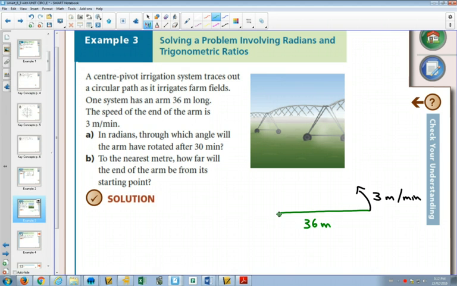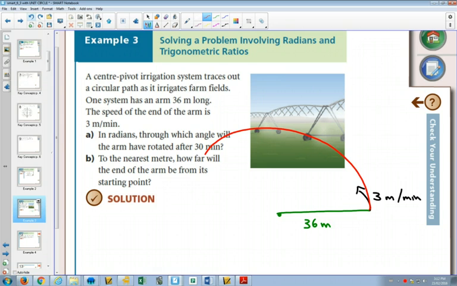What angle will the arm have rotated after 30 minutes? So if it's starting here, can you see in 30 minutes it's going to have traveled a certain distance? How far do you think? Is that too far? Does that look like more than 90 meters? Okay. So just tell me when you think I should stop. So we'll say that looks like about 90 meters.